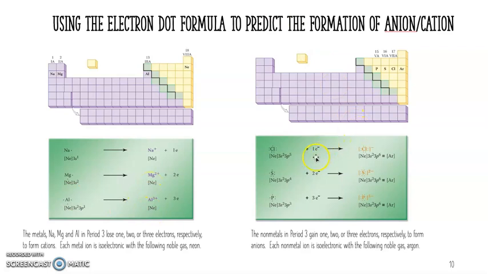Likewise for anion, the non-metals in period 3 that we use here, chlorine, sulfur, and phosphorus, can gain 1, 2, or 3 electrons respectively to form anions. And now each non-metal is isoelectronic with the following noble gas, argon. It is the same explanation as I showed you over here. Chlorine can gain 1 electron, sulfur can gain 2 electrons, phosphorus can gain 3. Why do they gain? Because they have 7, 6, and 5 valence electrons, and therefore the octet is complete. And when the octet is complete, it has the same electron configuration as argon.